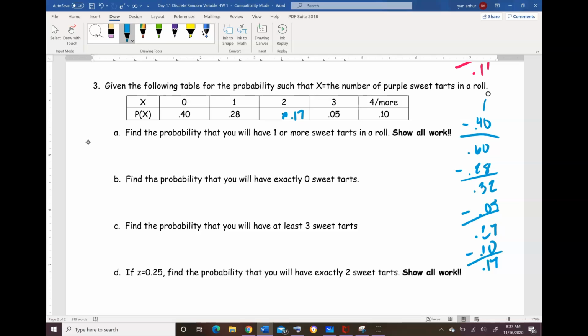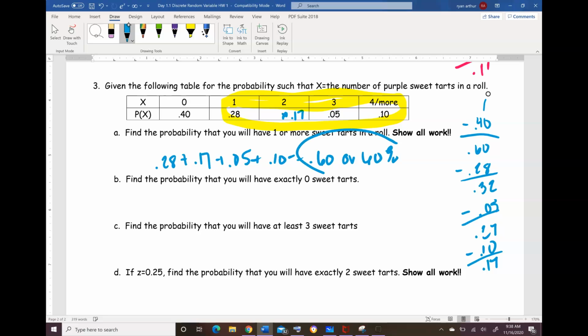It says find the probability that you'll have 1 or more sweet tart. Well, see how it says 1 or more, so it's including 1 here. So 1 or more is right here, so we would just add up those probabilities. We would say 0.28 plus 0.17 plus 0.05 plus 0.10, and we'd get 0.60 or 60%. Okay? All right, next one. Find the probability that you will have exactly 0. Well, exactly 0 is right here. And what's the probability of having exactly 0? 0.40 or 40%.